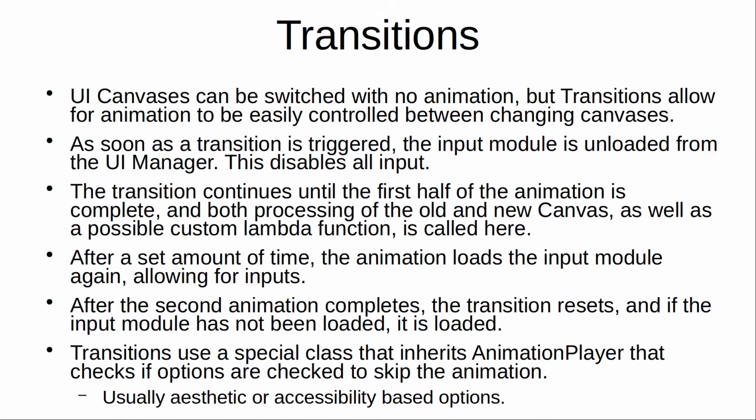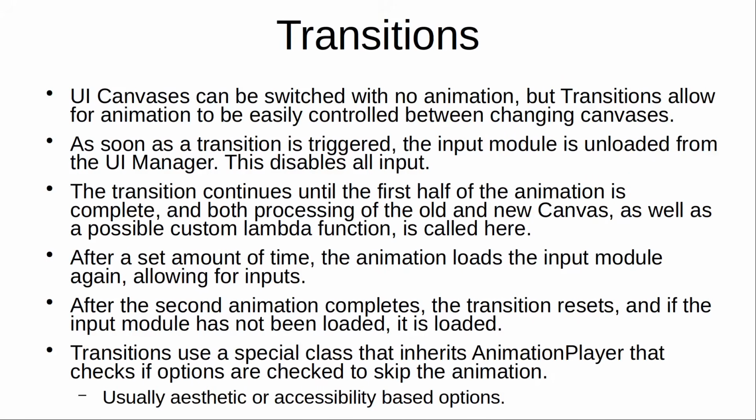Now, technically the transitions are in the game controller in the source code, but all of this is basically true. So UI canvases can be switched with no animation, but transitions allow for animation to be easily controlled between changing canvases. As soon as a transition is triggered, the input module is unloaded from the UI manager. This disables all input. So basically, when there's no input module assigned to the UI manager, it won't even try to poll, right? It just won't do anything.